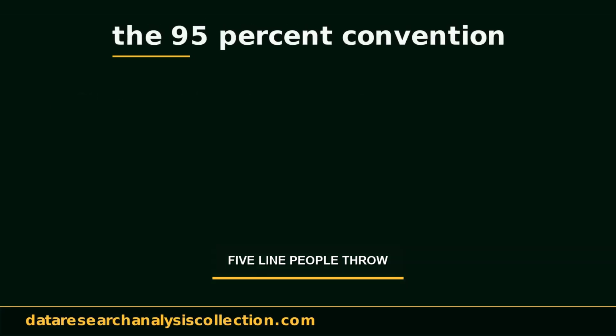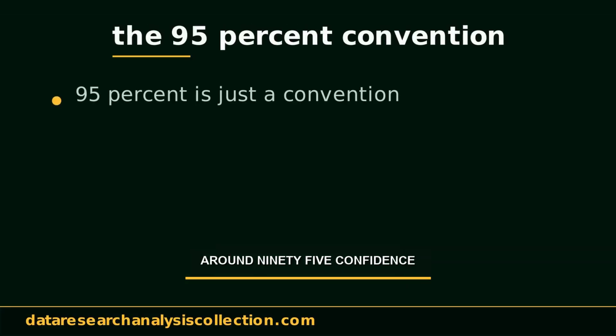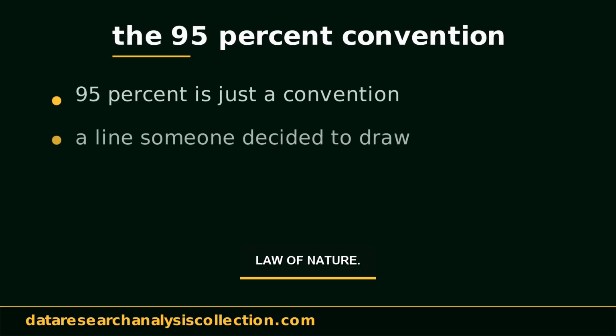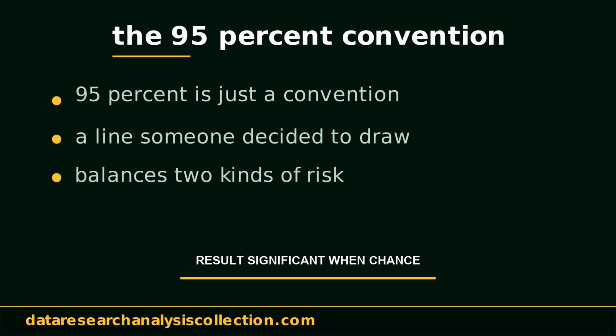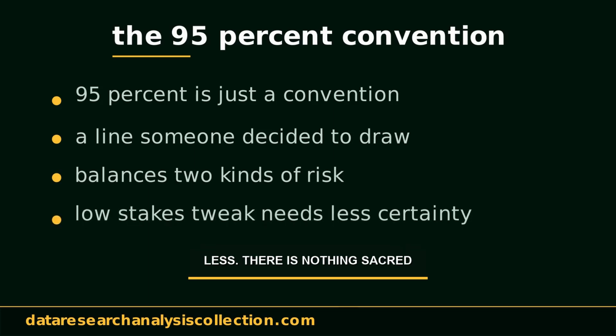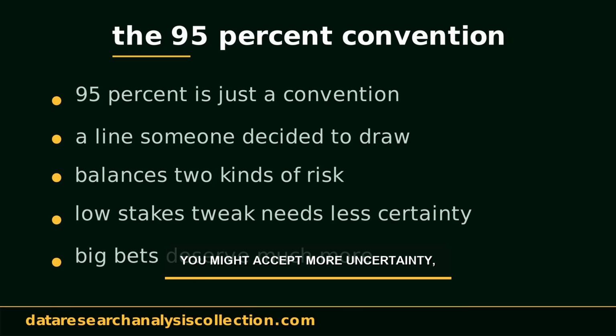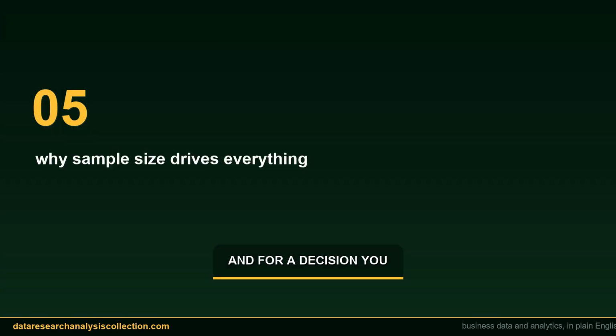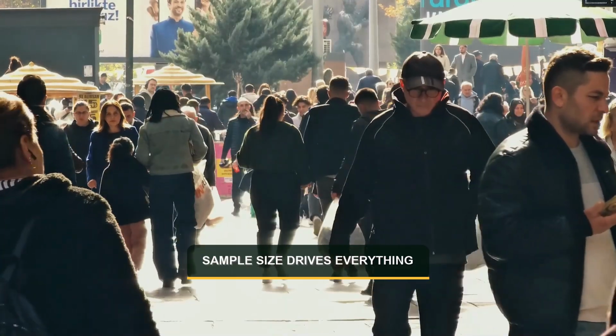The 95% line. People throw around 95% confidence as if it were a law of nature. It is a convention, a line somebody drew that says we will call a result significant when chance would only produce it 5% of the time or less. There is nothing sacred about 95. It is a reasonable default for balancing two risks, but for a low-stakes tweak, you might accept more uncertainty, and for a decision you cannot reverse, you might want much more. The number is a choice about how much luck you are willing to be fooled by, not a truth handed down.